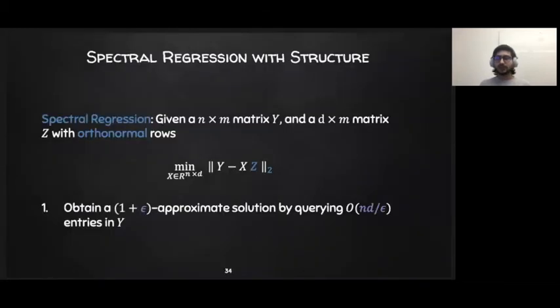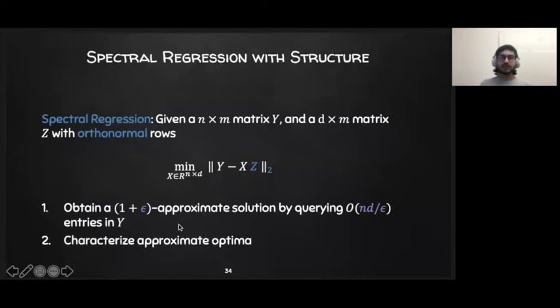And we end up showing that we actually can solve this problem. In particular, we obtain a 1 plus epsilon approximate solution by querying only n d over epsilon entries in Y. Recall Y was an n by m matrix, and d can be much smaller than m. We also characterize the approximate optima of this problem.